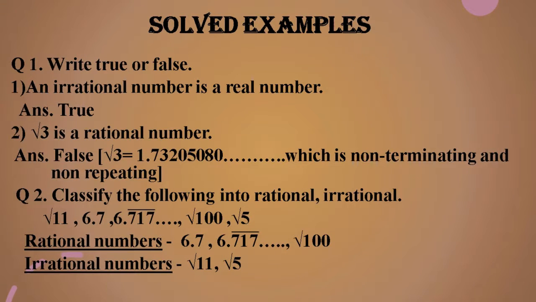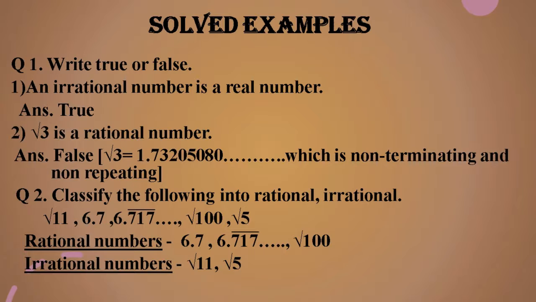Let us study some solved examples here. Question number 1, write true or false. First question, an irrational number is a real number. Answer is true. As we have studied in the previous module, a real number consists of natural numbers, whole numbers, integers, rational and irrational numbers.